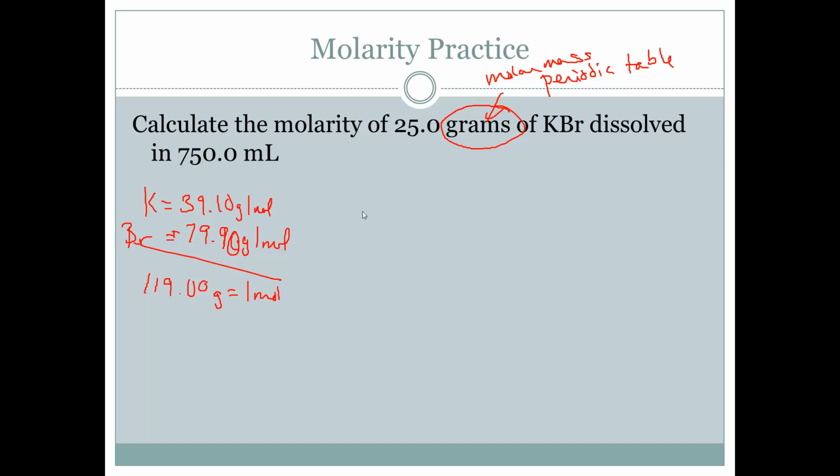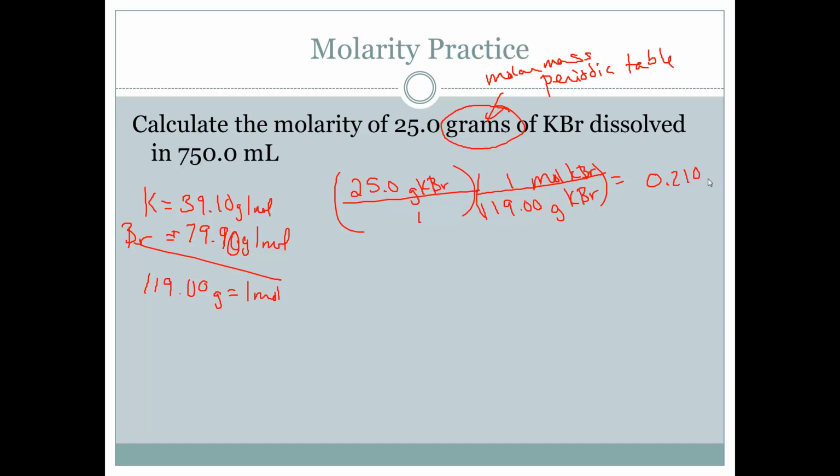So we take 25.0 grams of KBr over 1. Grams are on top, so we need to put grams KBr on the bottom of the next line. That is 119.00 grams, which is equal to 1 mole KBr. That gives 0.210 moles. We can now put this into our equation of molarity.